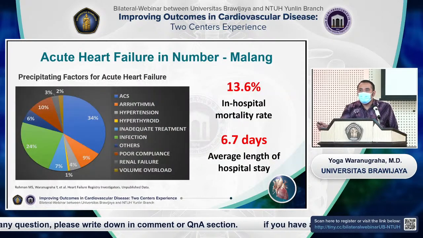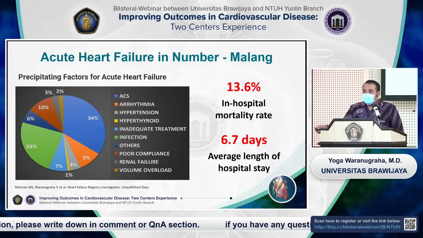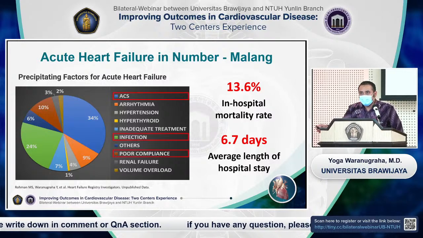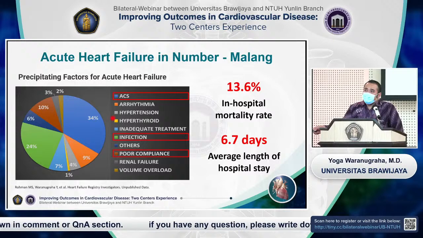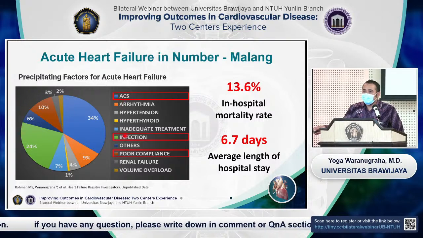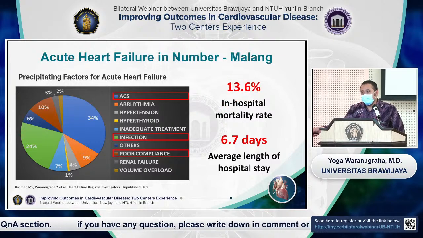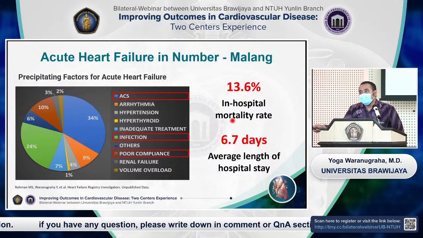So this is the data from the acute heart failure registry in Malang. Quite different from the data from the US. The most common cause of heart failure worsening in Malang is ACS, the second is infection, and the third is poor compliance with medical treatment. And the hospital mortality rate in our city is still high. It's about 30.6%, with an average length of hospital stay of about 6.7 days.